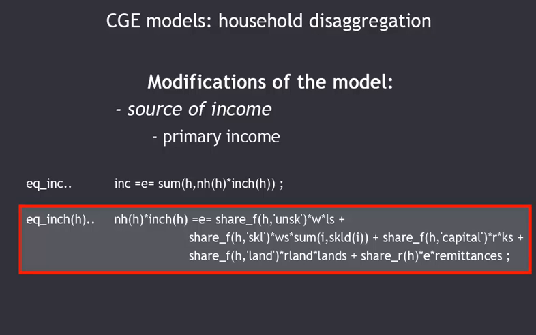The income of each type of factor is the product of the remunerations of that factor times the supply of that factor, except for skilled workers, where it is the product of the remunerations of that factor times the total demand for that factor by all sectors of the economy. This is because there is unemployment, and therefore not all the labor supply is used.